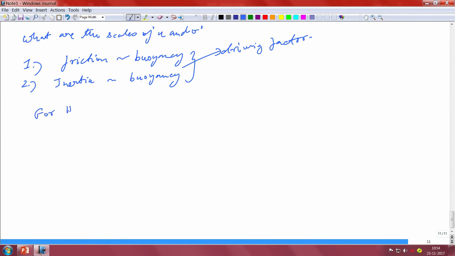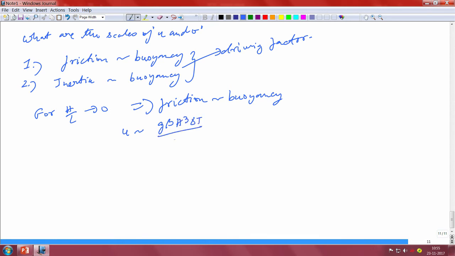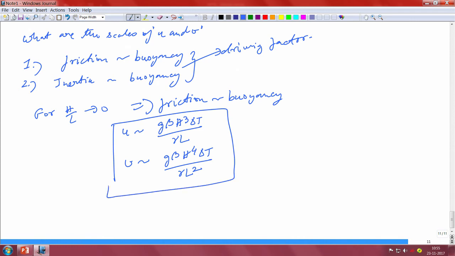For h by L tending to 0, where you have a very large core, it is usually the friction which will balance the buoyancy. You are encouraged to look into the past notes to find out why that is the case. The scale of u will be g beta h cube delta T by gamma L, and the scale of v will be g beta h to the power of 4 delta T by gamma L square. These are the two scales for u and v.